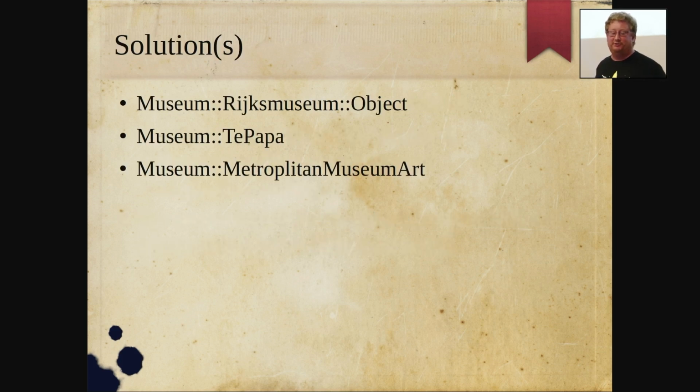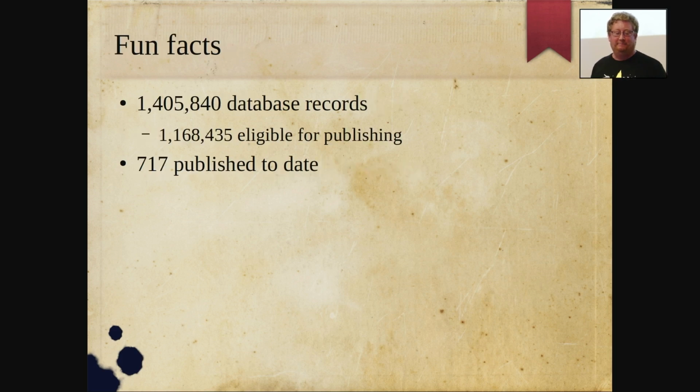So to solve some of these problems, I've made some Perl modules. They're all in CPAN, and they provide an easier to use interface, not a standard interface because that's kind of tricky, but just an easier to use interface to the museum APIs. Currently there's almost 1.5 million records in my database, of which 1,100,000-ish are eligible for publishing, meaning they have images and such. And so far there's been about 717 posts, give or take one or two, because of time.